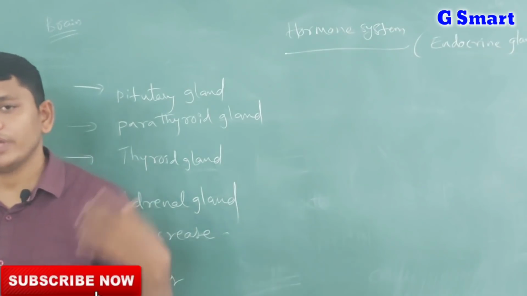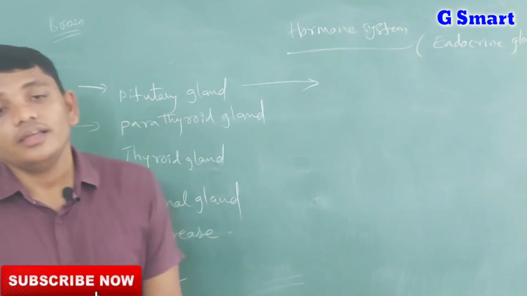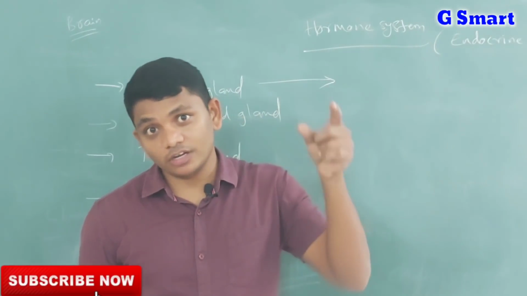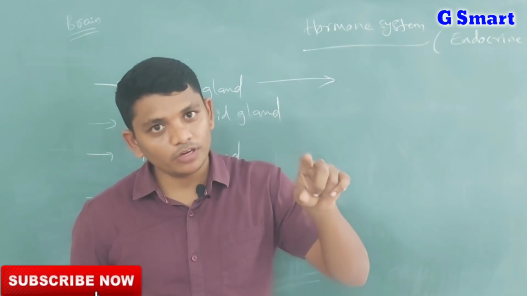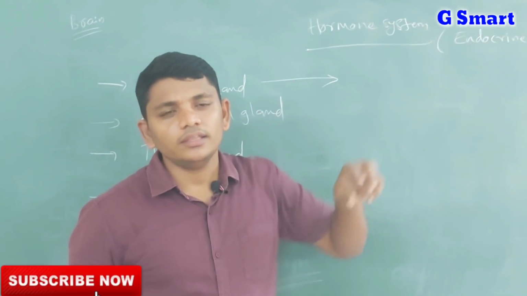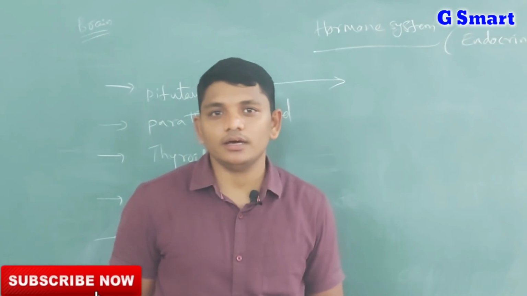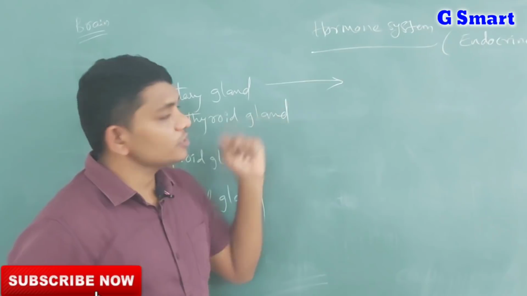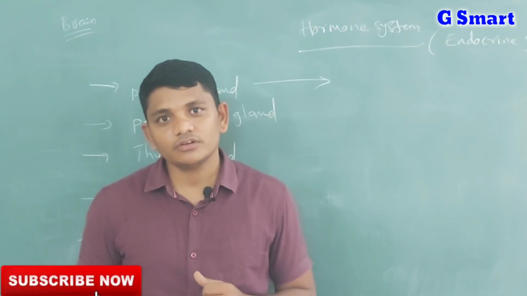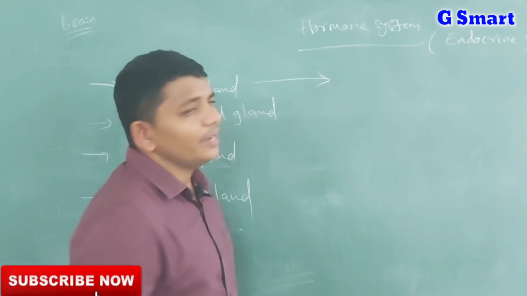Let us discuss one by one. You know, the pituitary gland is a part of the hypothalamus. Hypothalamus is a part of the diencephalon. Diencephalon is a part of the forebrain. So it appears in the nervous system. It is the size of a pea seed, and it is also called the master gland of all glands. And it releases a number of hormones.